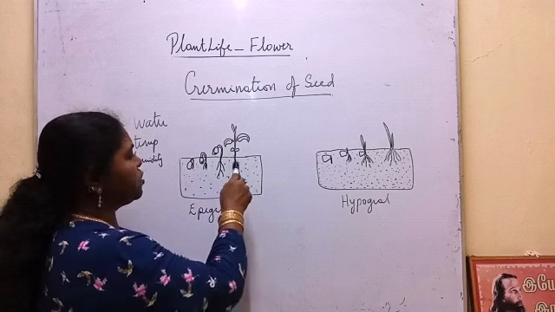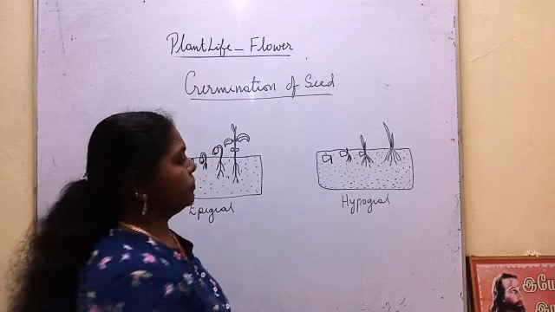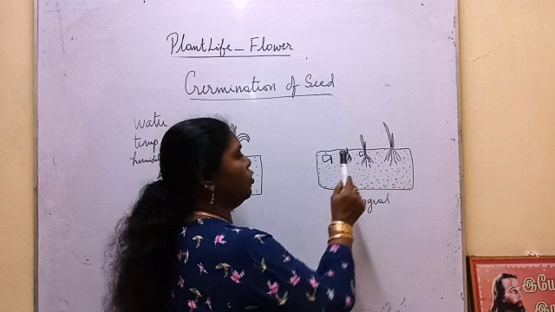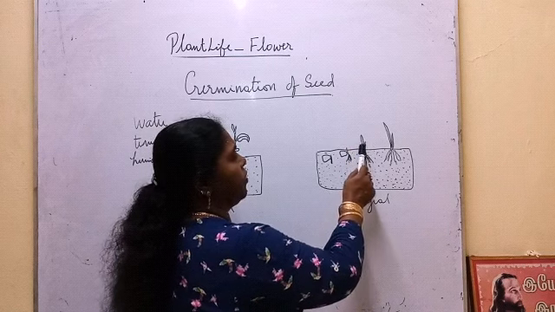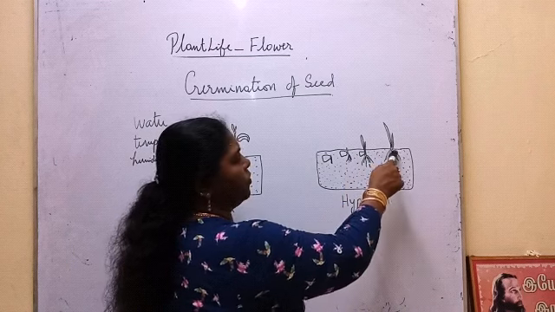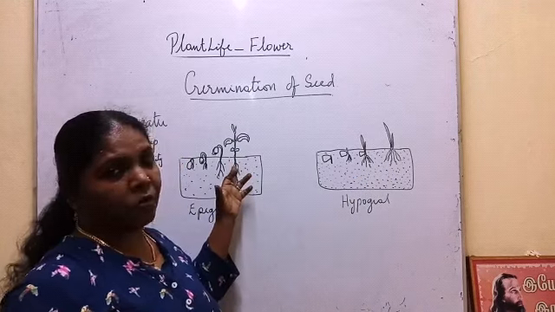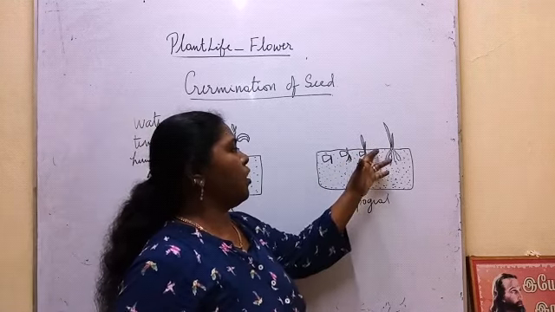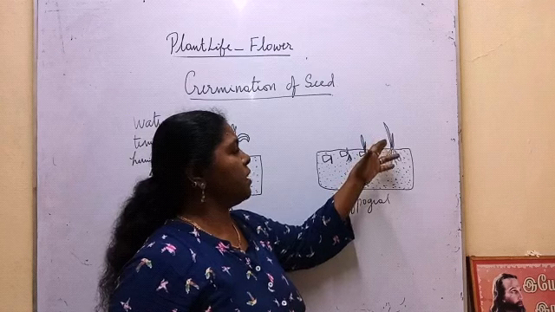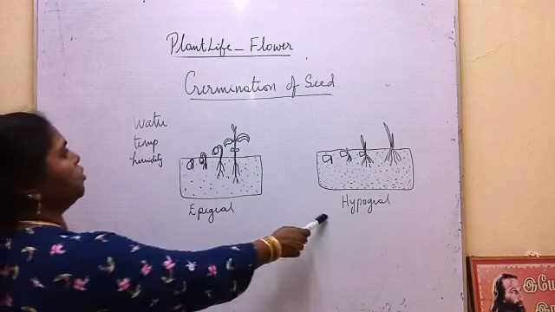Radicle develops into taproot system here. In hypogeal germination in the monocot maize plant, first the radicle develops into root, then the plumule will develop into shoot system. After this, the radicle will produce a bunch of roots, the fibrous root system, whereas here it produces taproot system. The cotyledons are not at all brought up above the soil. They remain under the soil. Once the leaves are produced, they get decayed under the soil. So these are the two types of germination.